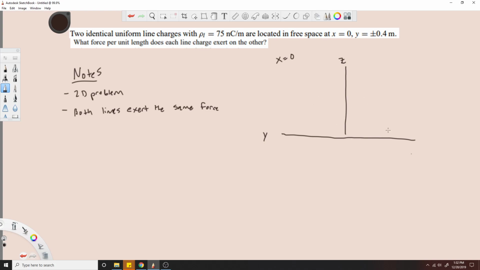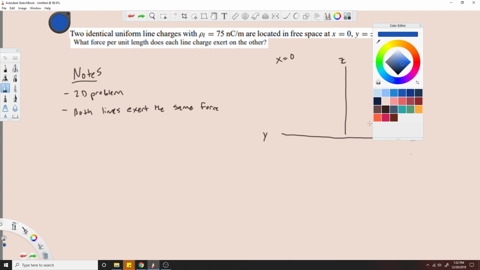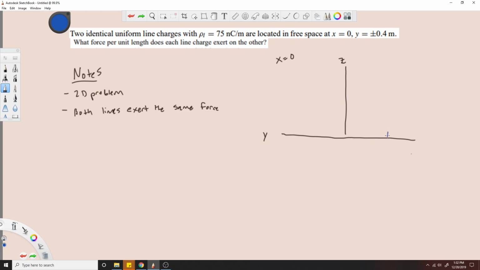So since you have these two lines, actually let me use a different color. You have two lines coming at each other, like this and like this. They're not going to have any component of x because they're on the same plane of x. So there's no way they could influence each other in the x direction, if that makes any sense.